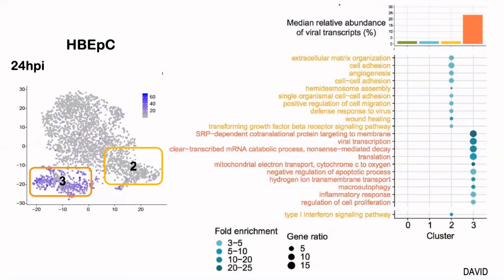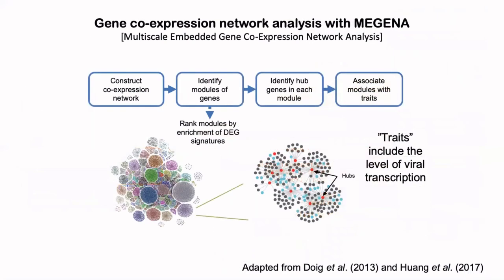So to get a bit more clarity on exactly what would be the most important genes that are being expressed and controlling other genes, we decided to use a co-expression cluster analysis, a network analysis where we would focus on modules of genes. So have these whole groups of genes and how they're related to each other. And we would use the traits that would be the level of viral transcription.